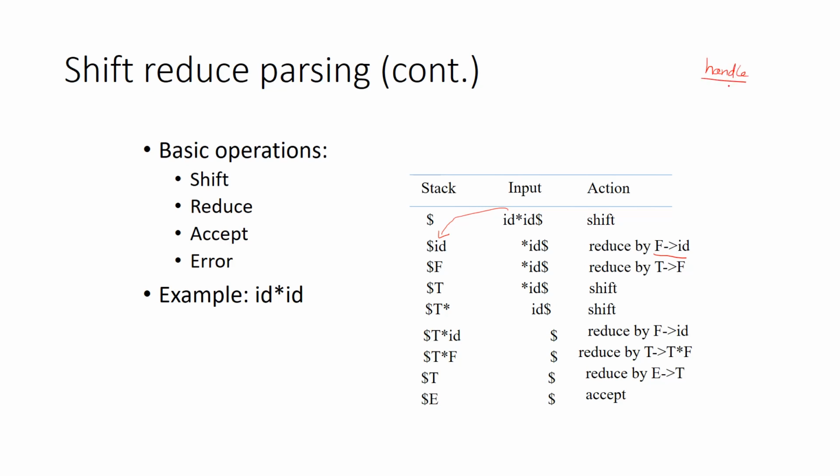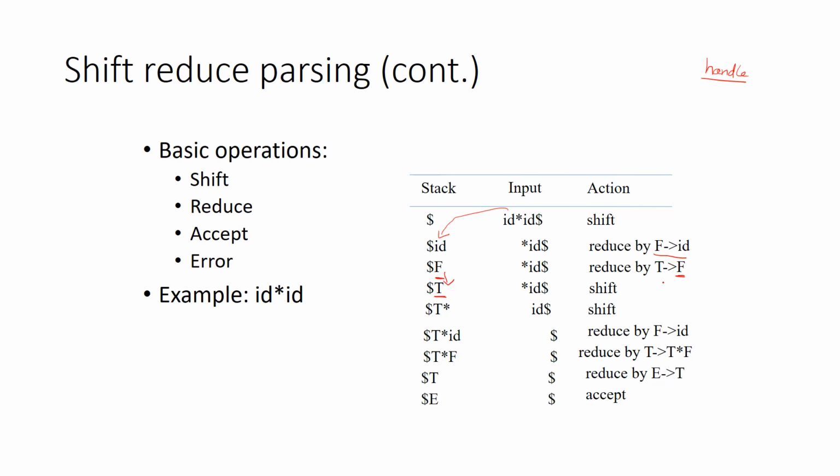So what is a handle? It is the substring that matches the body of a production. So it is matching, and now this id is replaced with F. And now this F again matches the production T derives F, so we replace this F with T. Now when we see the grammar, there is no match, there is no handle for T.